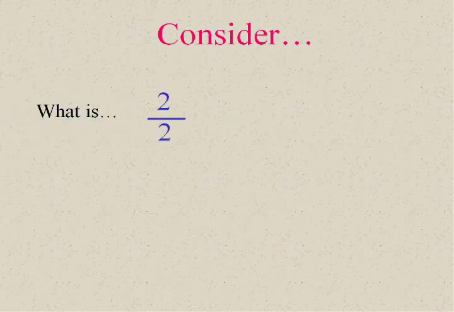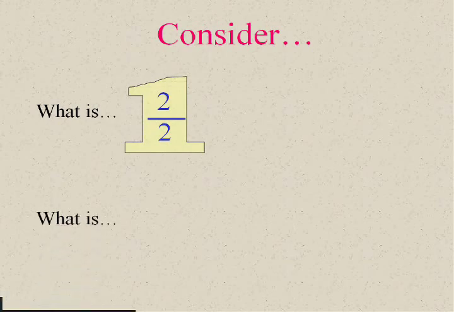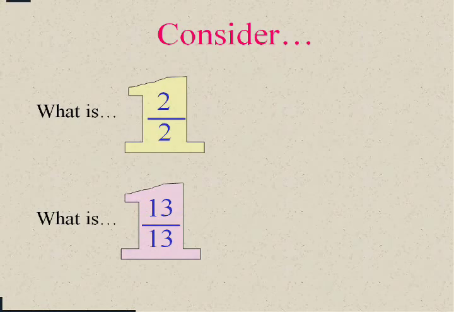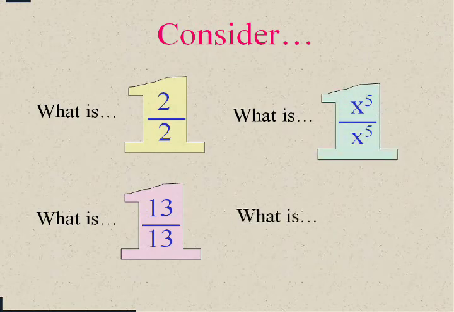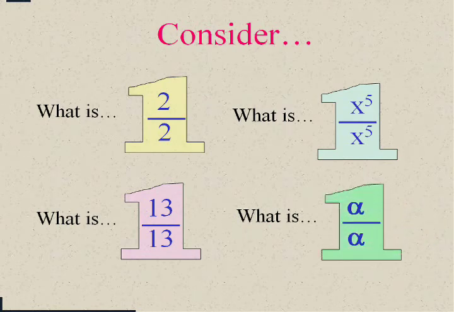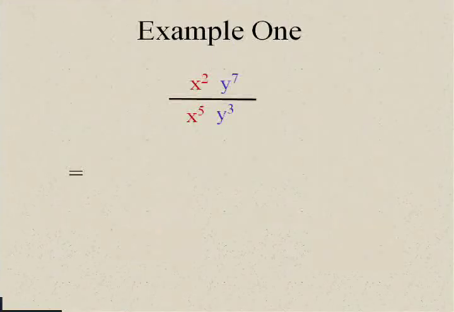Consider 2 over 2 is 1. 13 over 13 is 1. X to the 5th over x to the 5th is 1. And in fact, anything over itself is 1. As long as you have something in the top and in the bottom, you'll always be equivalent to the number 1. Now what am I going to do?